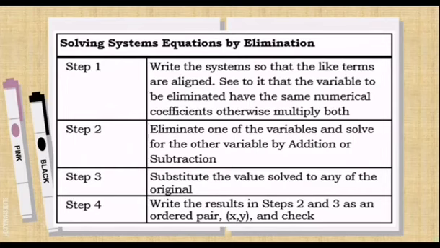Step number 2. Eliminate one of the variables and solve for the other variable by addition or subtraction. Step 3. Substitute the value solved into any of the original equations. Step 4. Write the results in steps 2 and 3 as an ordered pair (x, y), and check.